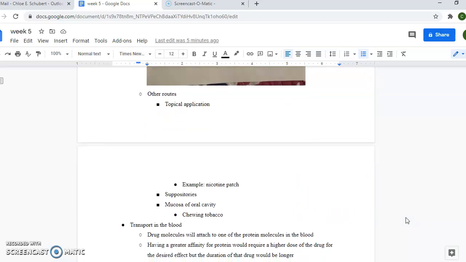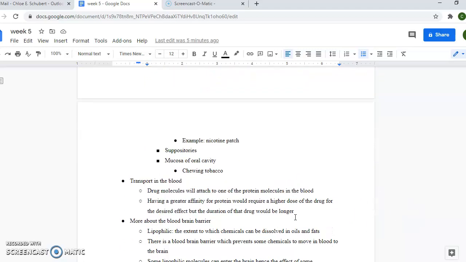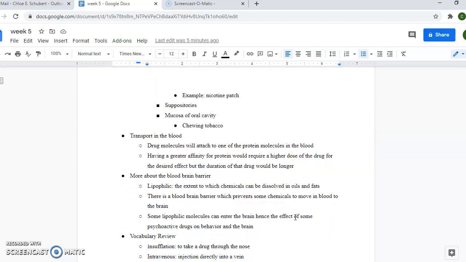Other routes: topical application, for example a nicotine patch; suppositories, that is vaginal suppositories or anal suppositories; and the mucosa of the oral cavity, that's where you put chewing tobacco.